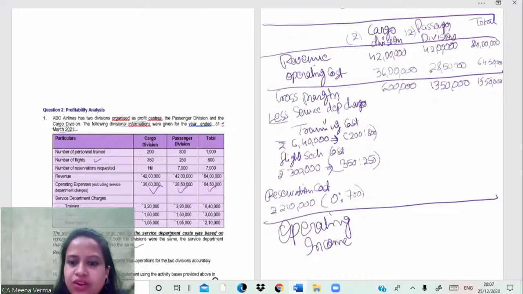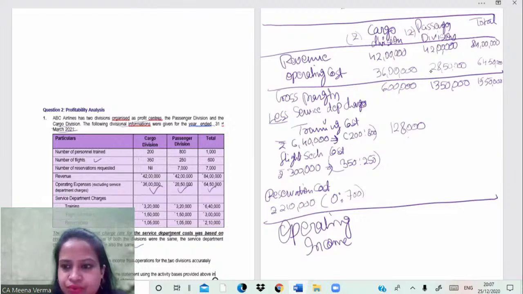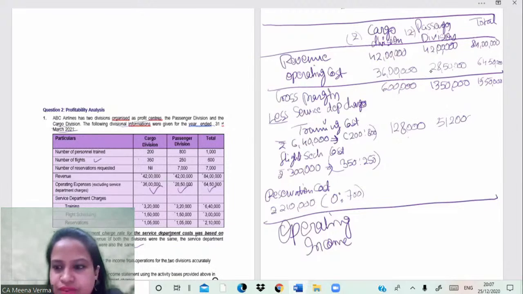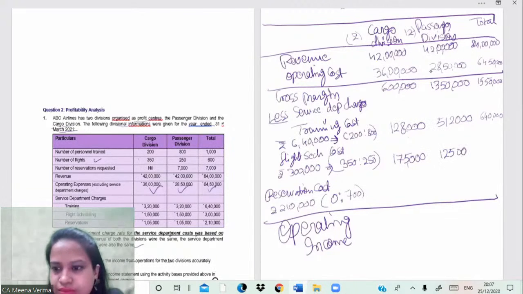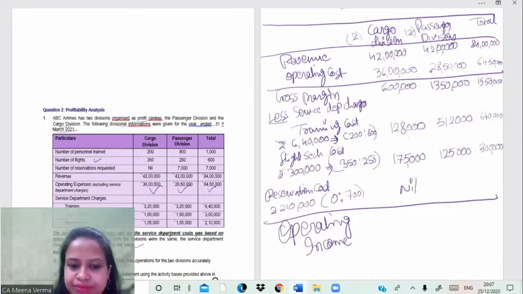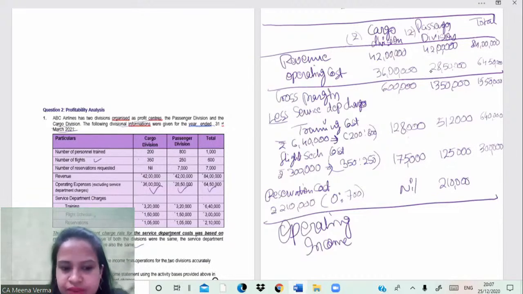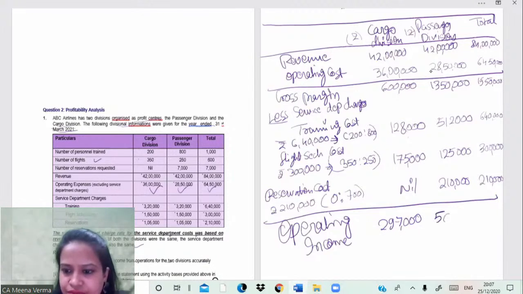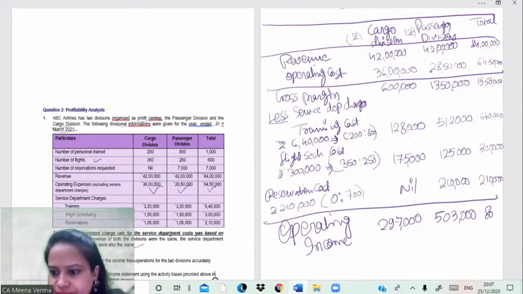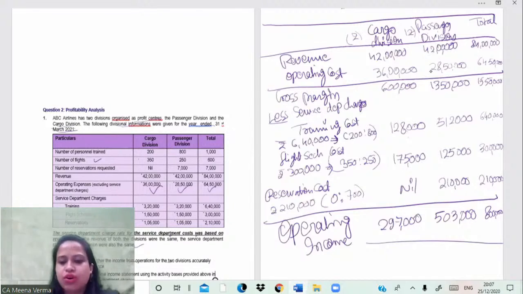Training cost will come as 1,28,000 and 5,12,000, and the total value is 6,40,000. Then 1,75,000. Three lakh, this is nil. 2,10,000. 2,10,000. Operating income 2,97,000. Okay, so in this way, you can calculate the operating income.